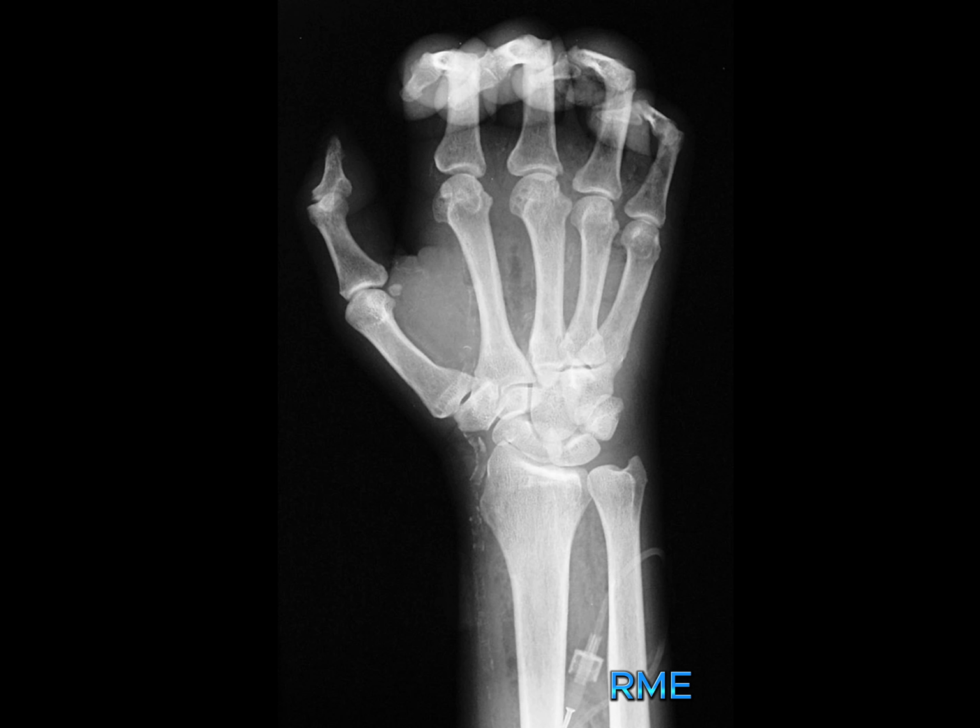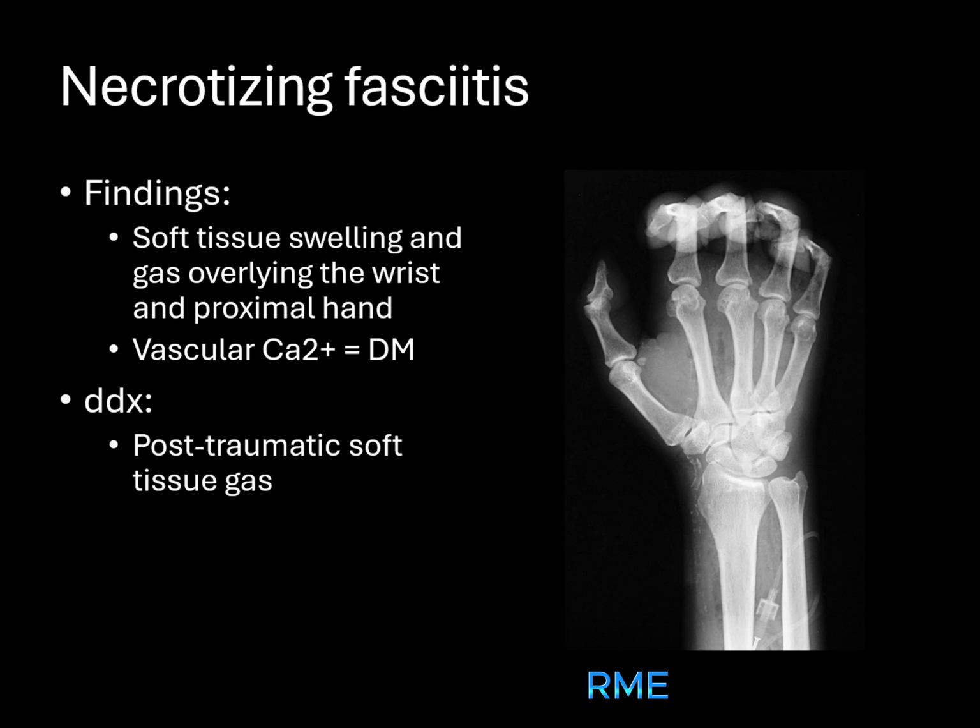What do you see in this image? Here I have soft tissue swelling and gas overlying the wrist and proximal hand, along with vascular calcifications indicating diabetes. This is characteristic of necrotizing fasciitis. The presence of gas within the soft tissues is a critical finding. Differential diagnoses include post-traumatic soft tissue gas.